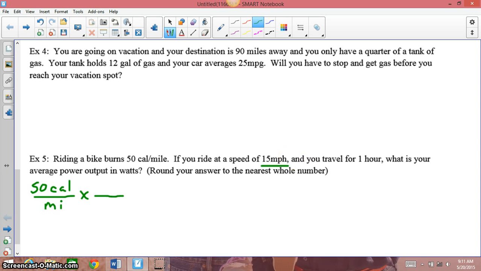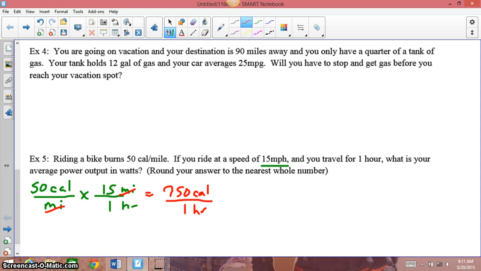So I can get rid of my miles by putting miles up top and hours on the bottom, and I can travel 15 miles for every 1 hour. Then at that point, my miles have canceled out, and if I multiply straight across, then I know that I'm burning calories at a rate of 750 per every 1 hour.